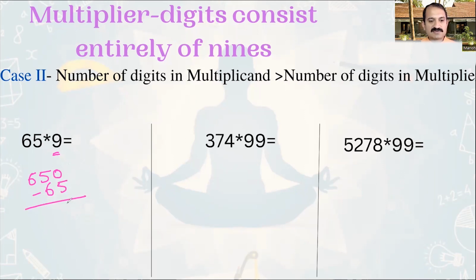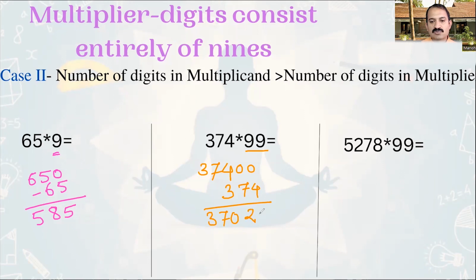So 10 minus 5 is 5, then 15 minus 7 is 8 and 5. That is the final answer. Here also 37400, because there are two 9s, so we need to put two zeros here, and then you can subtract the original 374 from this new number, so you will get the answer. So this will become 370, then 26.